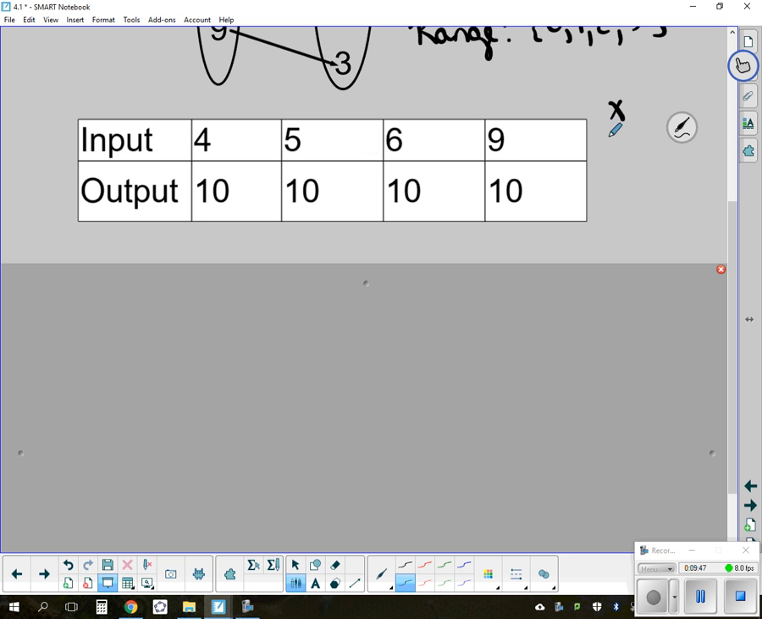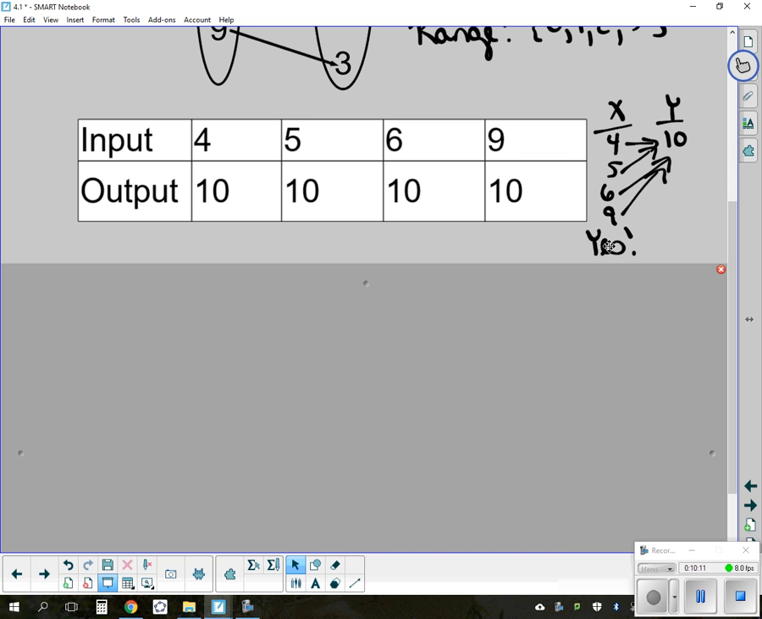So here's our x's. We have 4, 5, 6, and 9. For our y's, well, we actually only have what? One y. They're all the same. They're all 10. Okay, so our mapping, 4 goes to 10, 5 goes to 10, 6 goes to 10, and 9 goes to 10. Is that a function? Yes. Each x value has only one y value. It happens to be the same exact y value, but again, that doesn't matter as long as each x has one y.